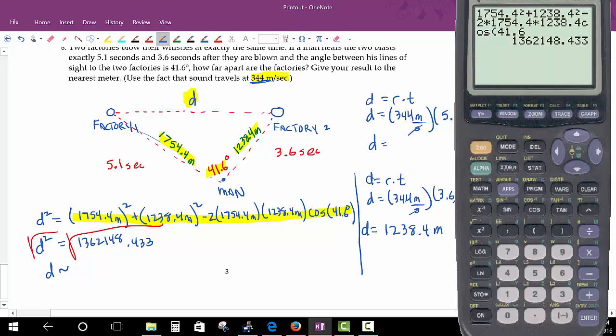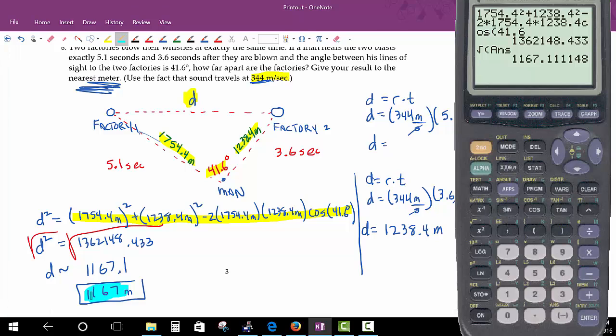The problem says round to the nearest meter. So let's do the square root of the answer. That gives about 1167. So we'll say 1167 meters is how far apart those two factories are. It's kind of an interesting problem. You can use sound to measure distances, as long as you know that angle, 41.6, and you can measure those times.